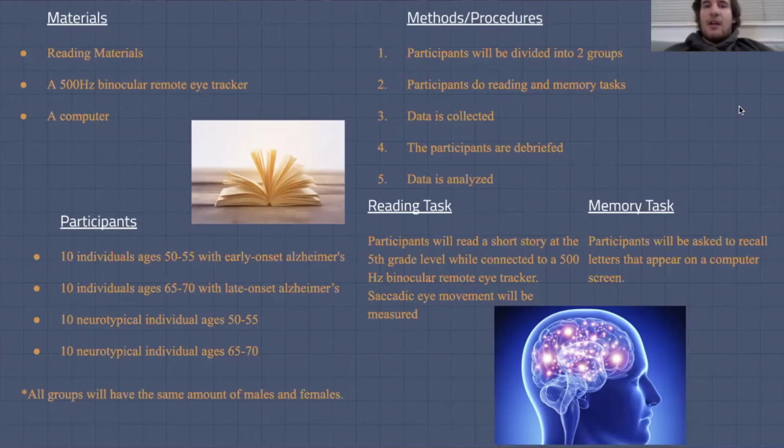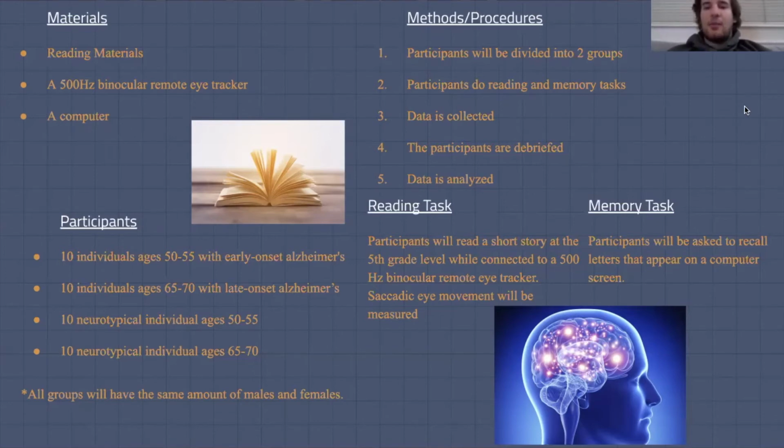And at the very end of the experiment, we'll debrief the participants on everything that had to do with the experiment, what it was for, all the information that you're supposed to include in a debrief. And then once they're gone, we will analyze the data and come to a conclusion and report it appropriately.